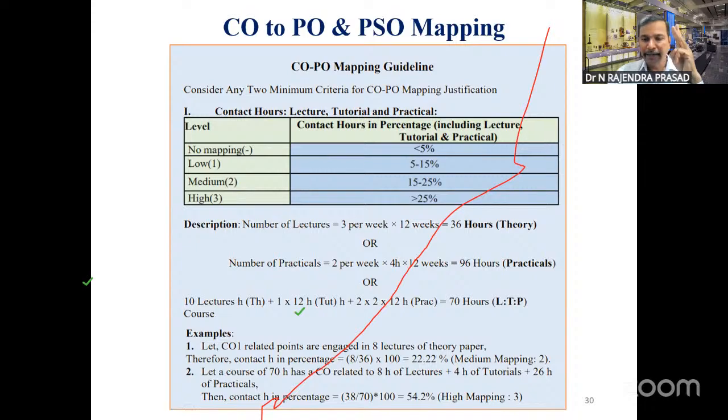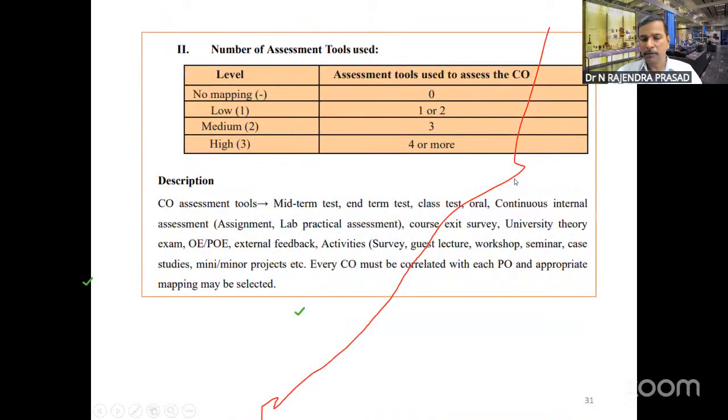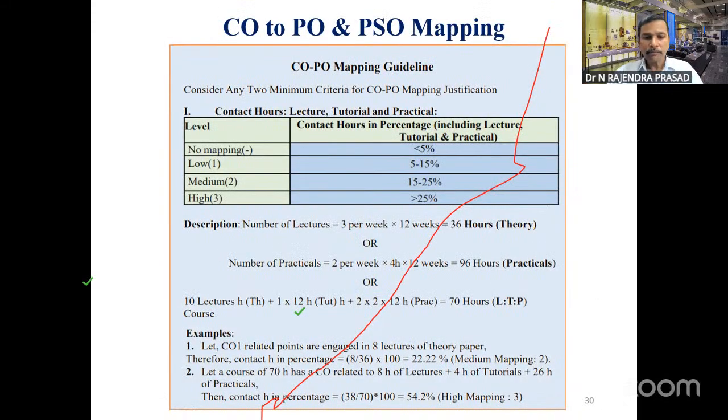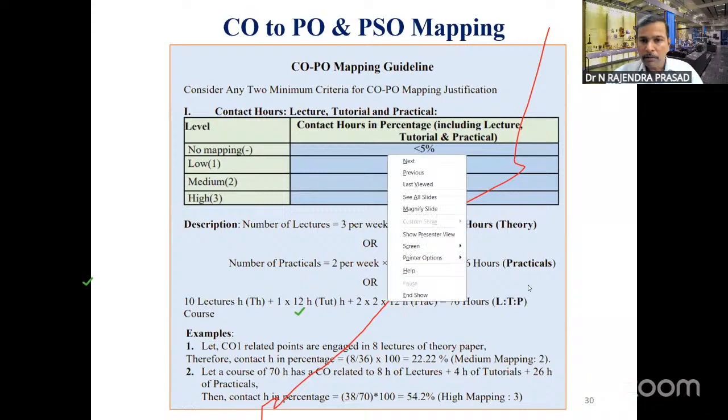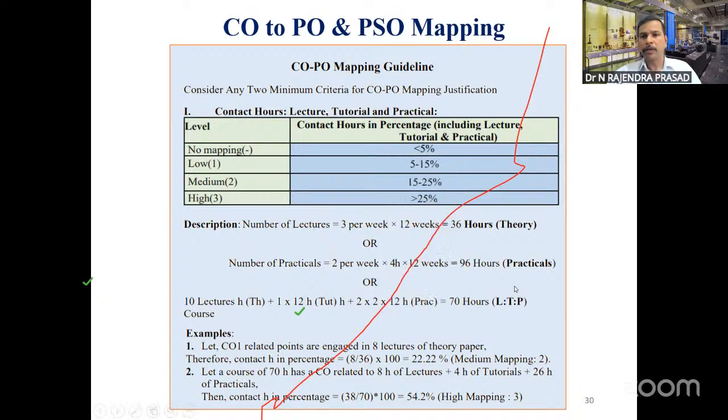Please do not write anything on the screen, participants. Please do not write anything. Someone has written this. I could not make it out. Okay, please don't do that.